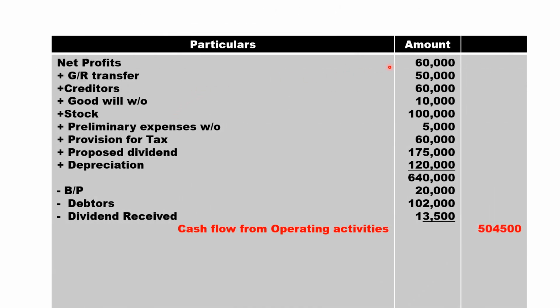So net profit 60,000. Add GR transfer 50,000. Add increase in creditors 60,000. Add goodwill written off 10,000. Add decrease in stock 1 lakh. Add preliminary expenses written off 5,000. Add provision for tax provided 60,000. Add proposed dividend provided 1,75,000. Add depreciation 1,20,000. So total add items 6,40,000. Students, remember, tax provided and dividend provided will come in operating activity. Tax paid and dividend paid will come in investing activity.